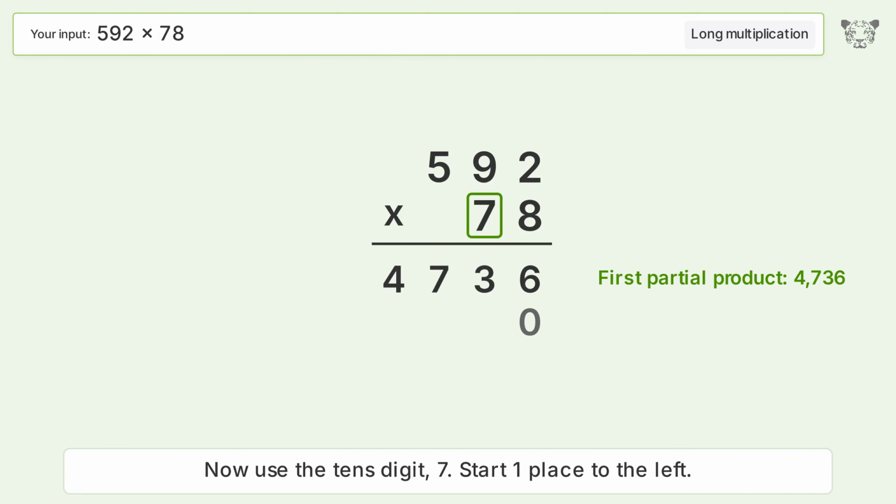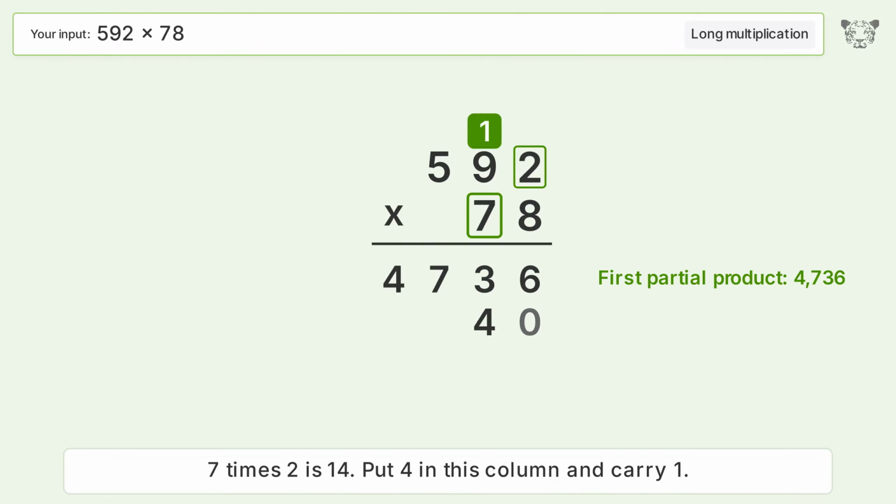Now use the tens digit, 7. Start one place to the left. 7 times 2 is 14. Put 4 in this column and carry 1.